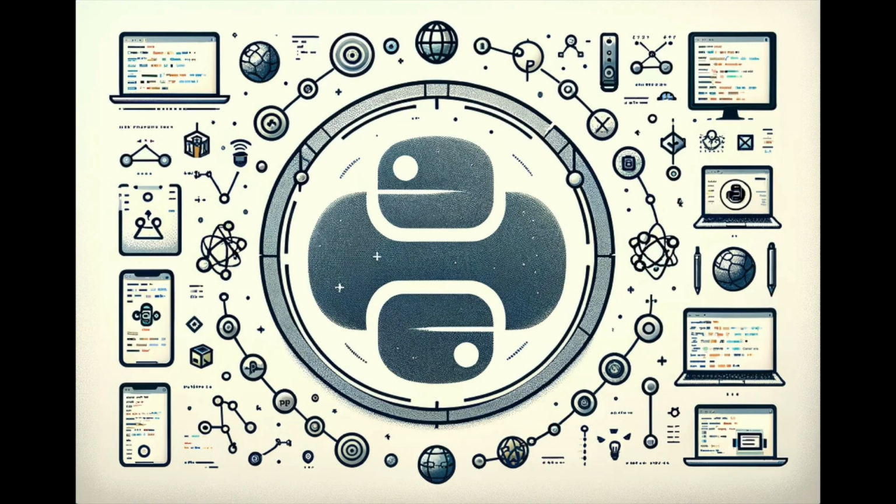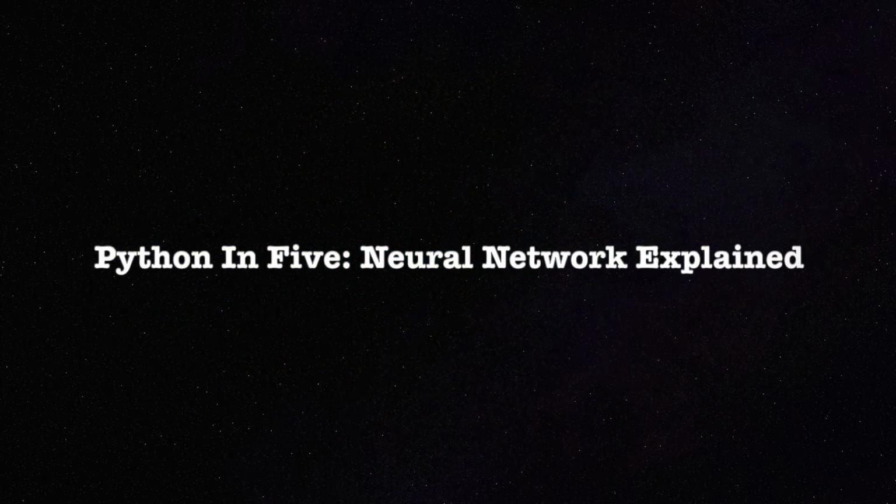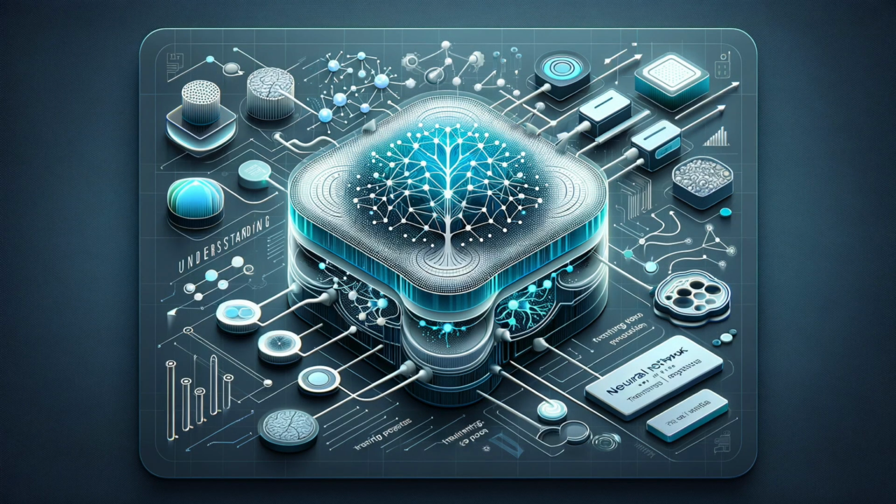Python in practice, master real-world projects in 5 minutes. Ever curious about what goes on inside a neural network as it learns to recognize patterns? Welcome to Tech in 5, where today, we're unlocking the secrets of neural networks, such as how these powerful models learn to recognize patterns. Neural networks might seem complex, but at their core, they're about transforming data.